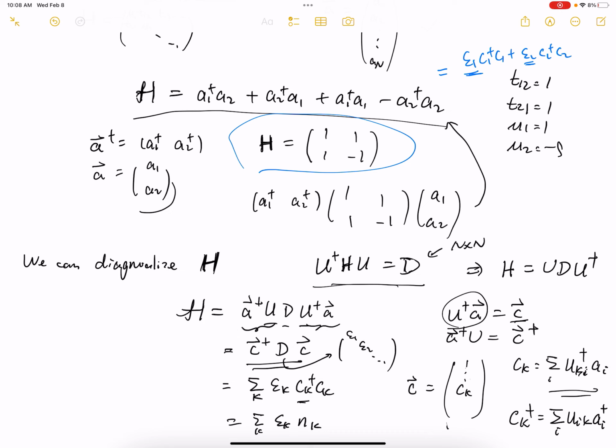Hopefully everyone can solve the eigenvalues for a 2x2 matrix. If not, you can make a guess. It's actually not very hard to guess.